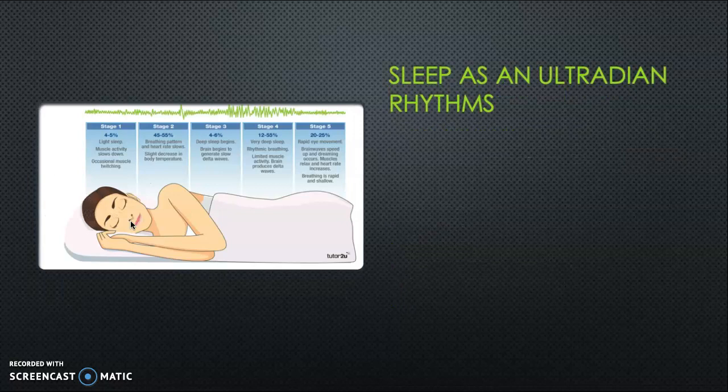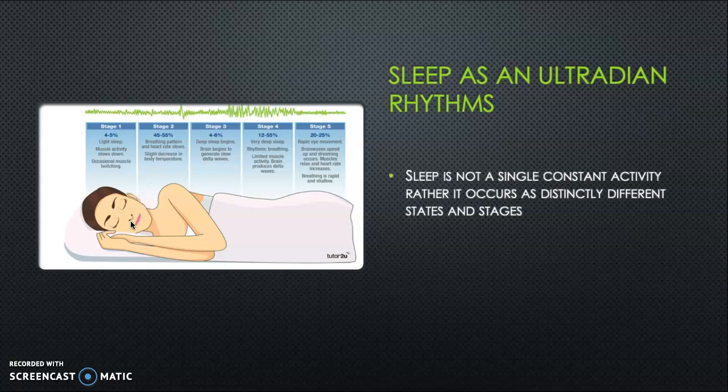So, sleep is an ultradian rhythm. We just talked about it as being a circadian rhythm. So how is it a less than 24-hour rhythm? Well, sleep isn't a single constant activity. It's actually distinct different states and stages. And we're going to look at that in more detail as we go through this topic.